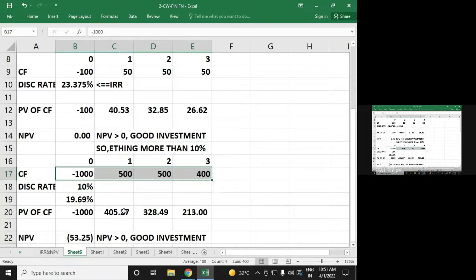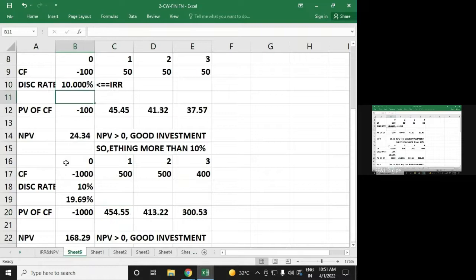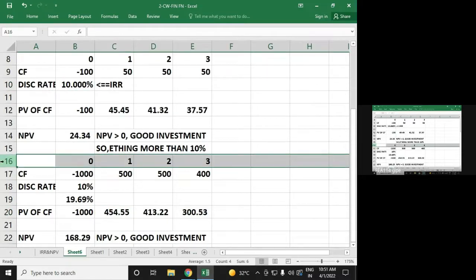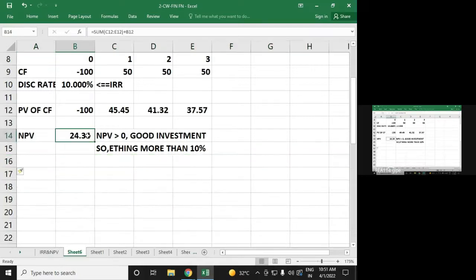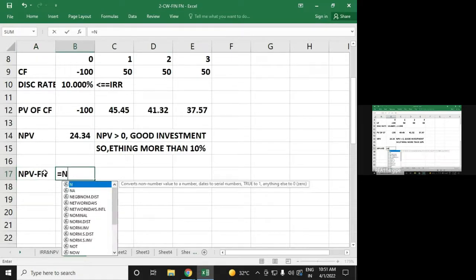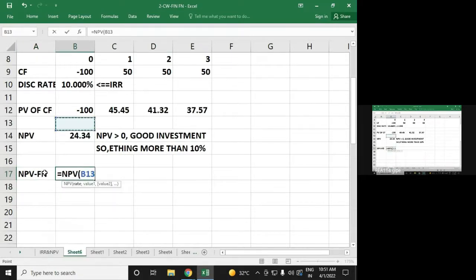Okay, now let's come back to the example. So 24 is coming out to be my NPV value. Now how do I get it? Using the NPV function in Excel. So just like IRR, there is a function in Excel for finding NPV. First thing it will ask for is the rate, comma, and then it will say value 1.